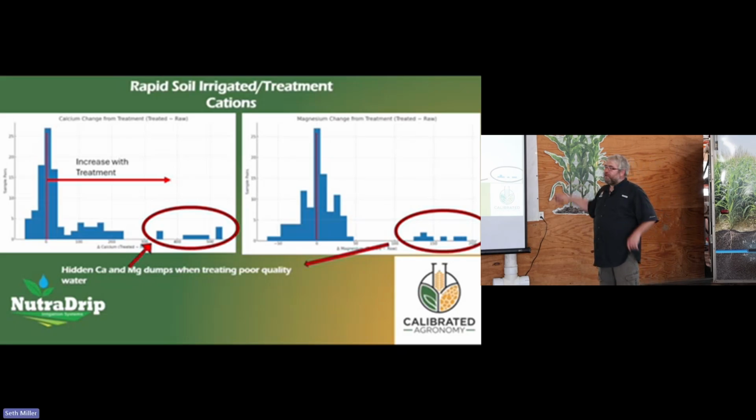When I dig into this and figure out where those spots are at, those are our poor water qualities. So my working theory is that that's our hidden bicarb.